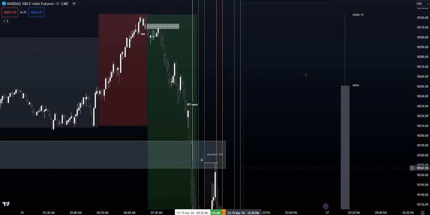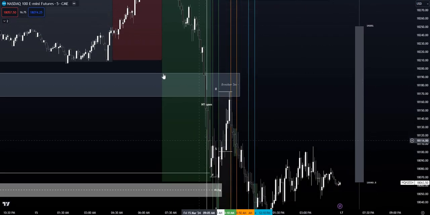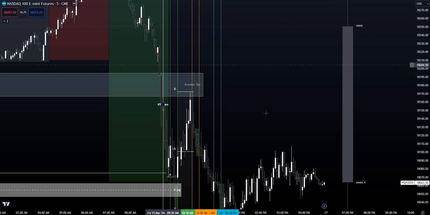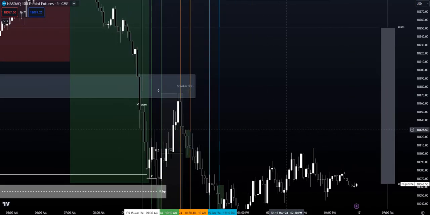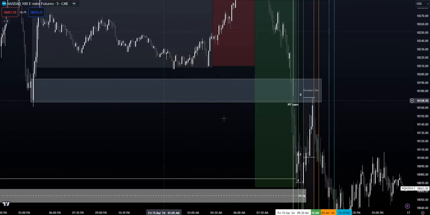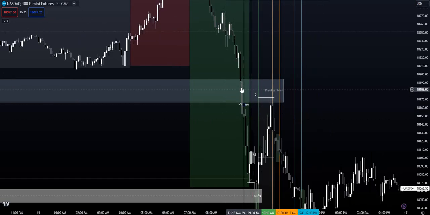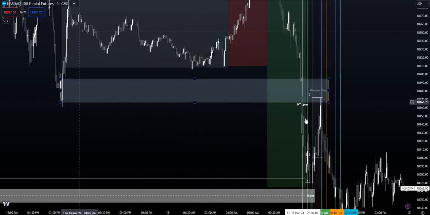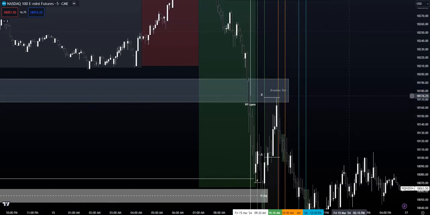Market trades down lower and keeps trading all the way until New York Open, which is at 9:30. Do we have any opportunities at 9:30? Yes, we do. When we displace past here, we had the possibility of coming back up into this breaker block, which was a 5-minute breaker block.